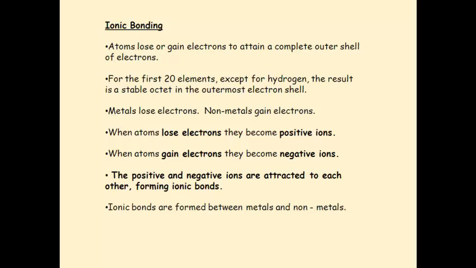When atoms lose electrons, they become positive ions. When atoms gain electrons, they become negative ions. The positive and negative ions are attracted to each other, forming ionic bonds. Ionic bonds are formed between metals and nonmetals.